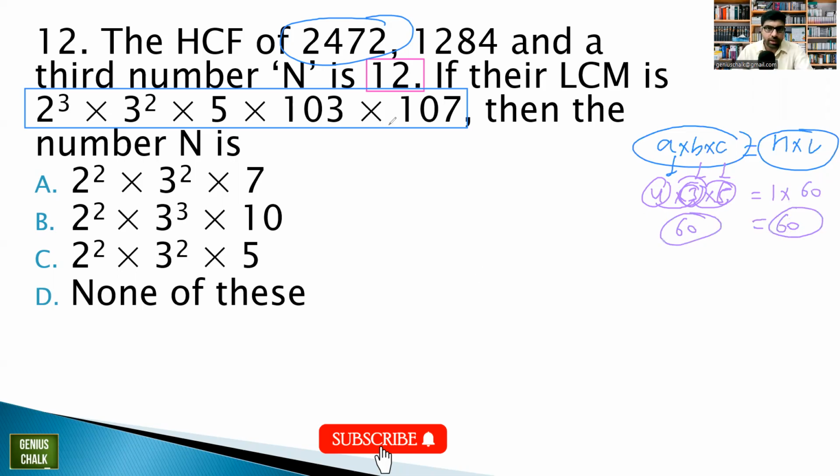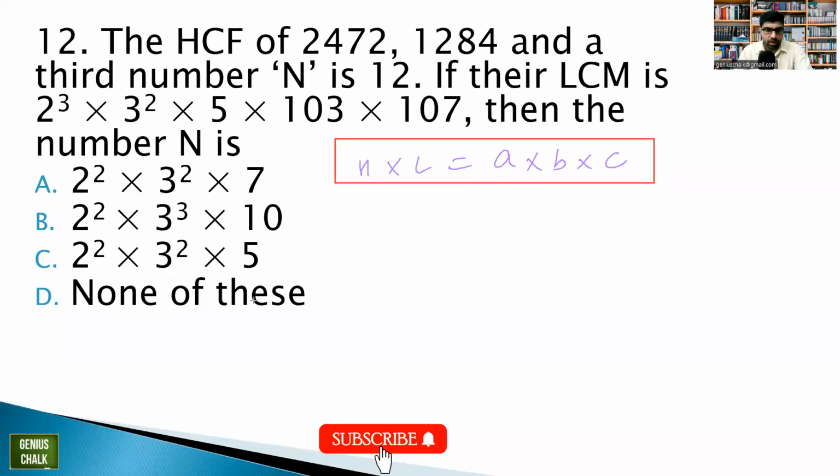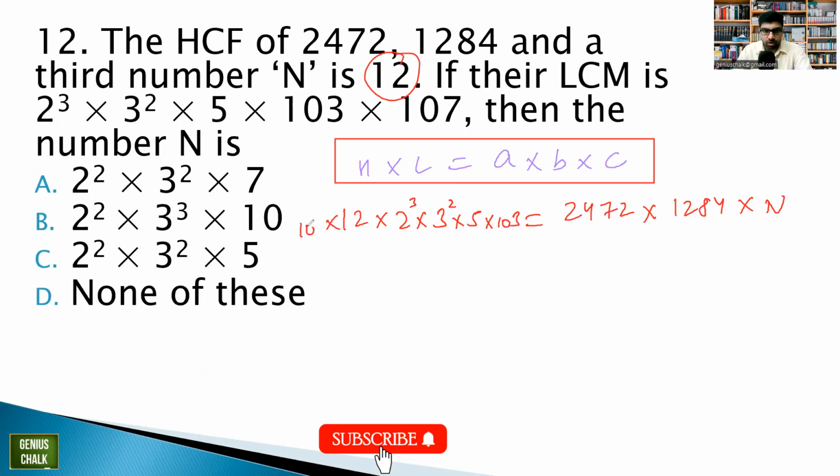Okay, so let's apply it. HCF times LCM must be equal to the product of all the three numbers. If any number is unknown, we can find it, right? So this is the theory which we have to apply in this question. We have 2472, we have 1284, and we have another number n, and their HCF is 12, and LCM is 2 to the power 3, 3 to the power 2, 5, 103, as well as 107.